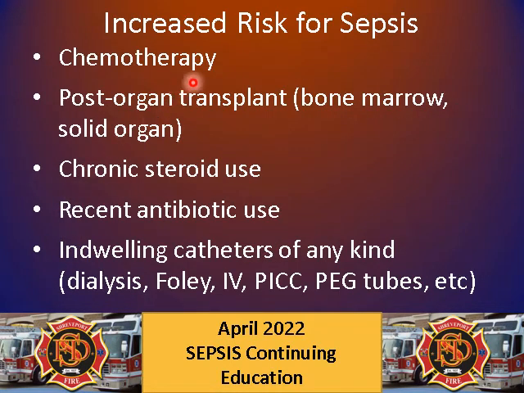So chemotherapy, cancer, post-organ transplant, because they're also on immunosuppressants. Chronic steroid use, immunosuppressant. Recent antibiotic use because you've cleared out the regular flora of the body. And then indwelling catheters of any kind, dialysis, Foley, IV, PICC, PEG, whatnot. And that makes sense. I mean, you have an open venue to the outside world. No matter how much you clean that tube, there have been studies that show every week that a person has a Foley catheter in, there is a 5% risk of infection.